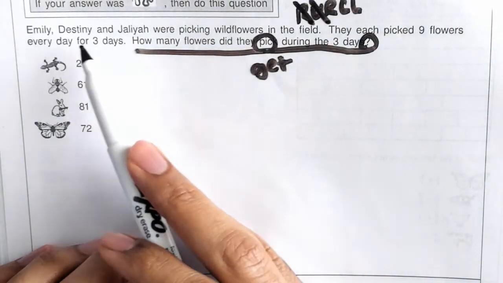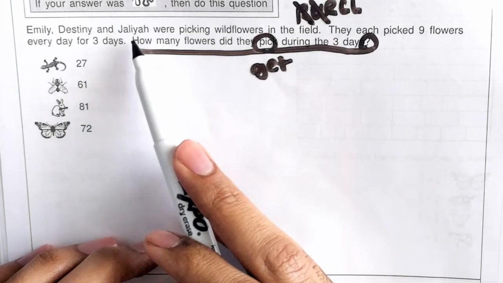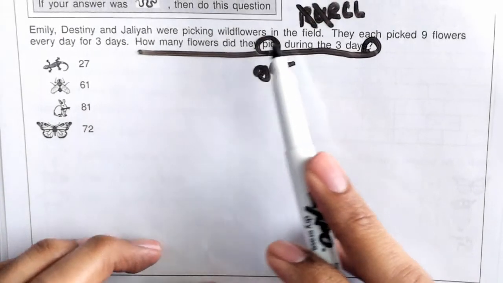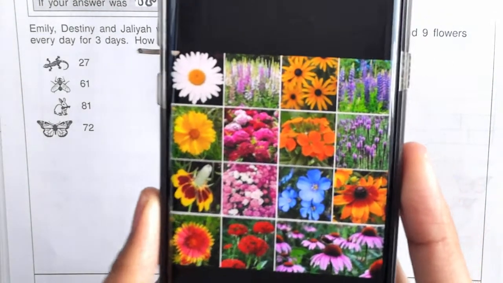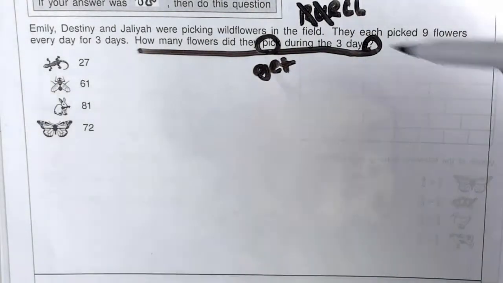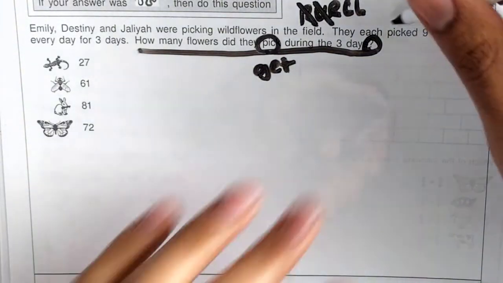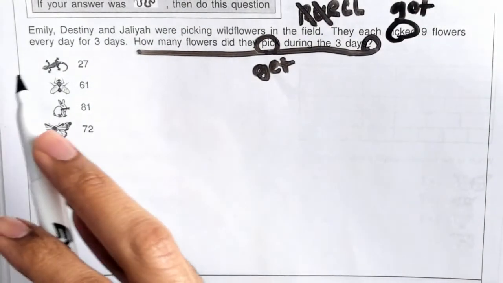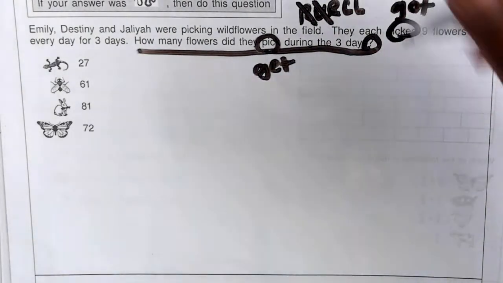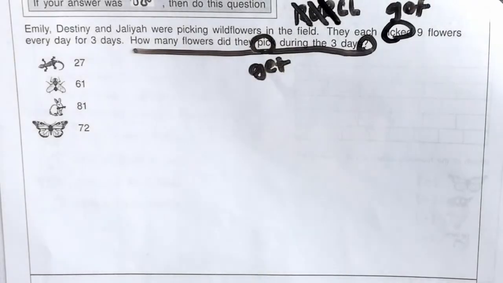It says, Emily, Destiny, and Jalea were picking wildflowers in the field. If you don't know what wildflowers are, they are just flowers that grow in nature, and these are just some examples of wildflowers. So they each got 9 flowers every day for 3 days. Let's cross off the R and let's start circling some clues.